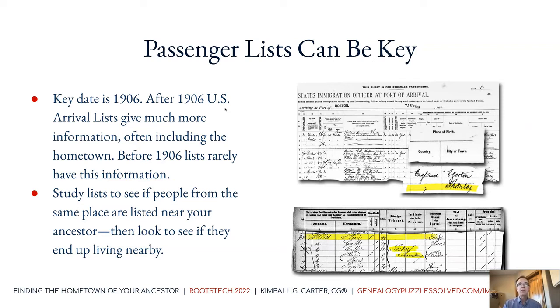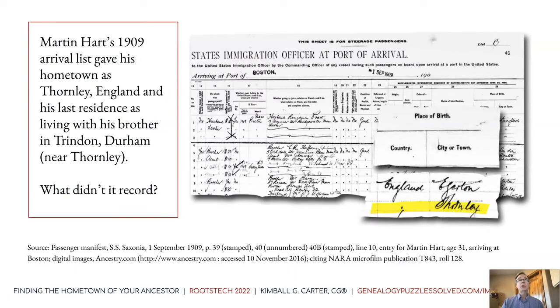Study the list to see if people are from the same place or listed near your ancestor. Then look to see if they end up living near them, because they probably are related somehow, or maybe from the same hometown. So here's a couple examples. Martin Hart, his 1909 arrival list gave his hometown as Thornley, England, and his last residence living with his brother in Trindon, Durham, near Thornley.